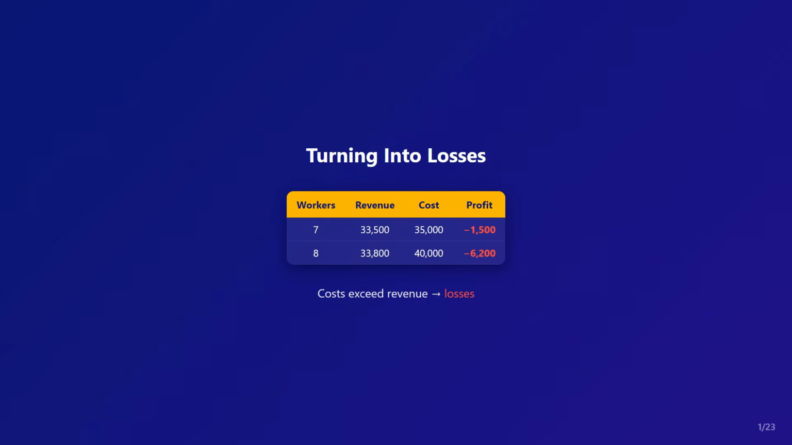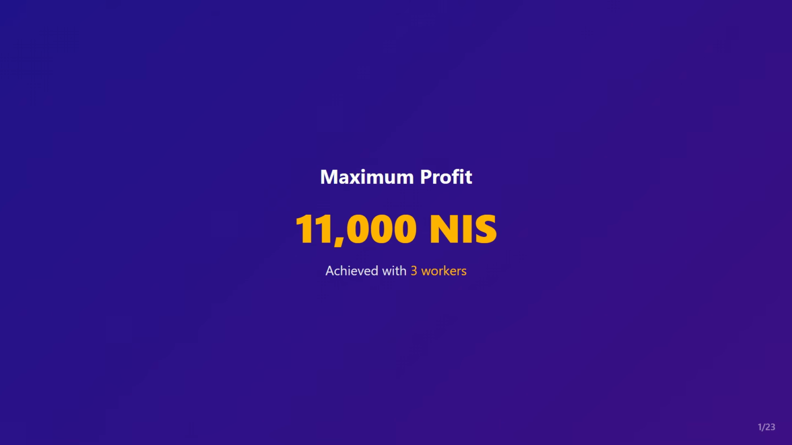5 workers, 32,000 minus 25,000 equals 7,000 shekels. Profit keeps falling. 6 workers, 33,000 minus 30,000 equals 3,000 shekels. Profit shrinks further. 7 workers, 33,500 minus 35,000 equals minus 1,500 shekels. Now there's a loss. The producer is paying workers more than he earns from sales. 8 workers, 33,800 minus 40,000 equals minus 6,200 shekels.